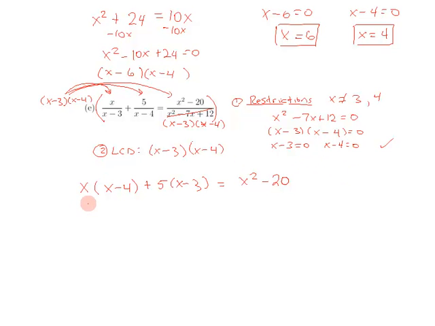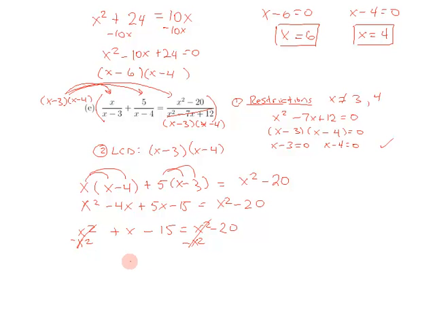Now let's simplify both sides to be able to solve for x. I'll have, distributing this, x squared minus 4x plus 5x minus 15 is equal to x squared minus 20. I'll have x squared plus x minus 15 is equal to x squared minus 20. If I subtract x squared from both sides, they clearly cancel out. Add 15 to both sides, I will have x is equal to negative 5. X equal to negative 5 is not a restricted value. Thus, that is our final answer.